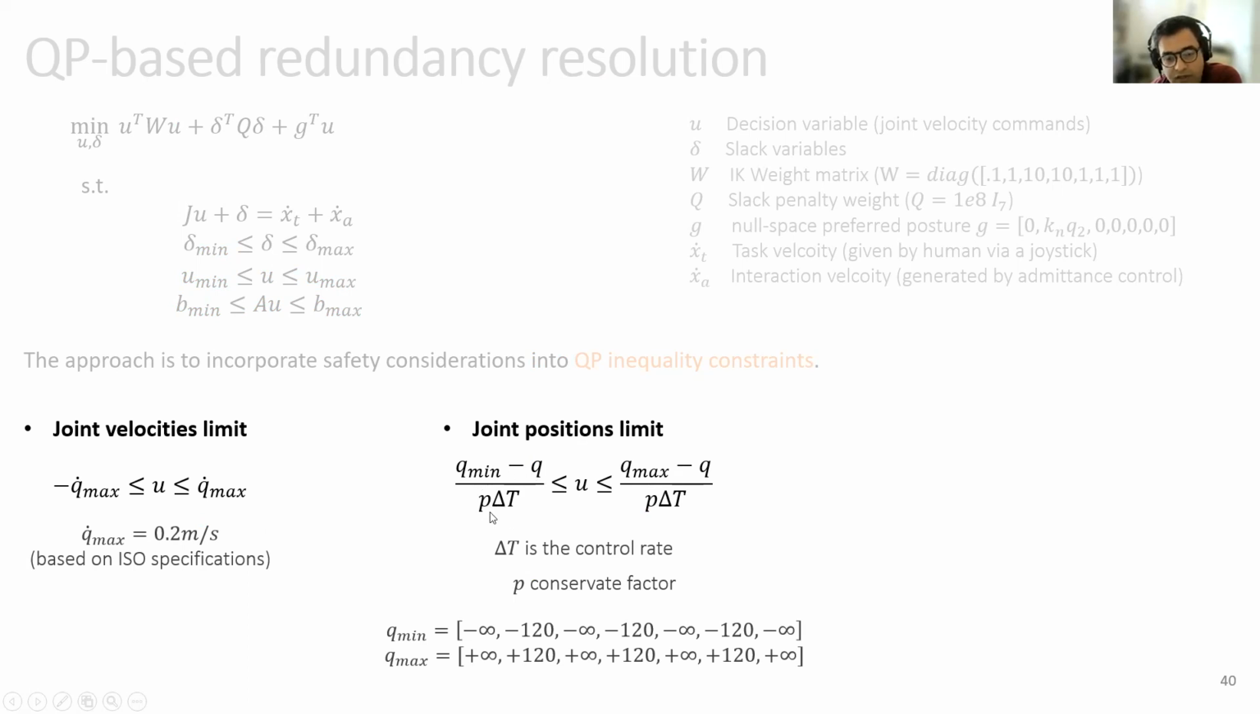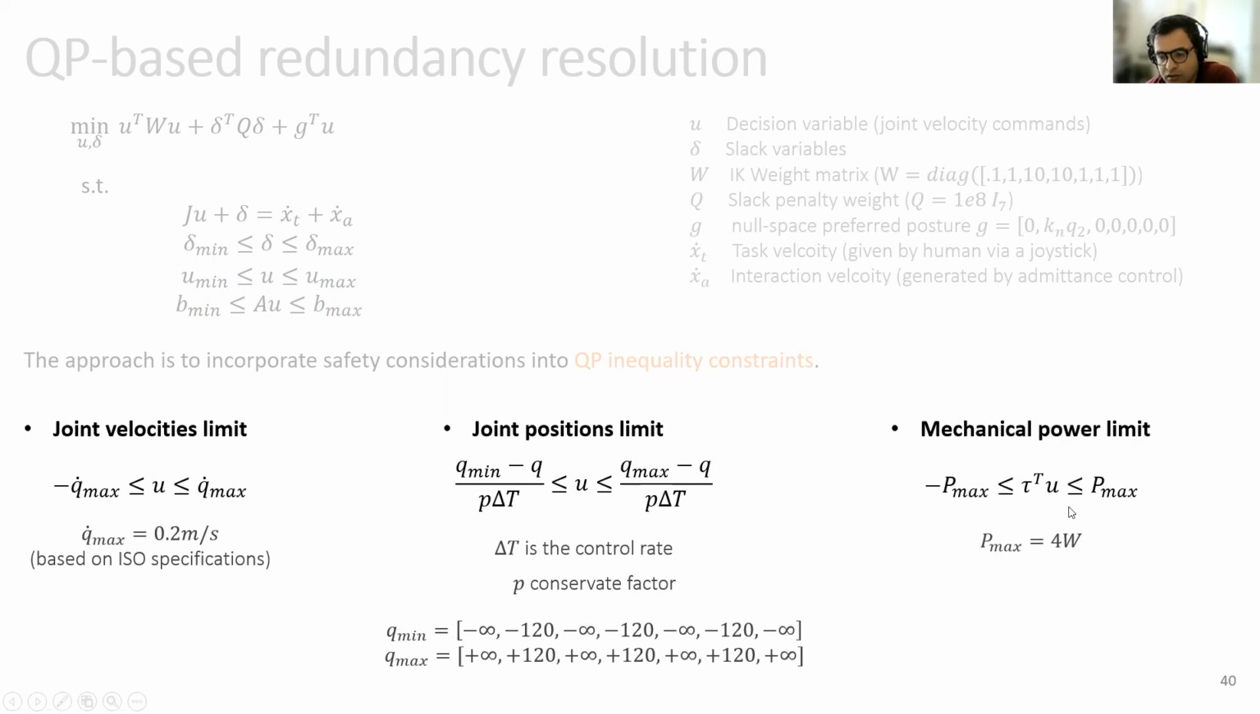we also have a conservative factor here. Delta t is the control rate, and for example when p is 10, we say in 10 future time steps we don't want q to go below q minimum. So we can simply put in the joint position limit. This is something classical, everybody's doing this, so there is no trick.